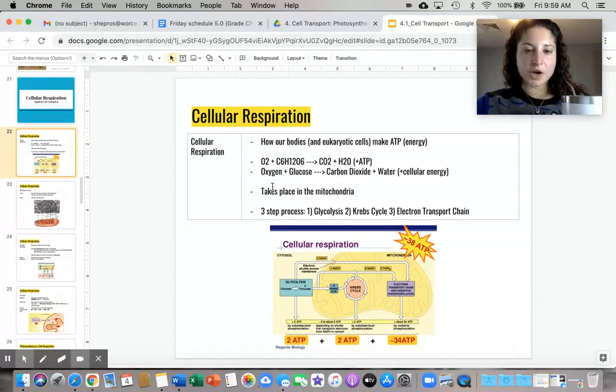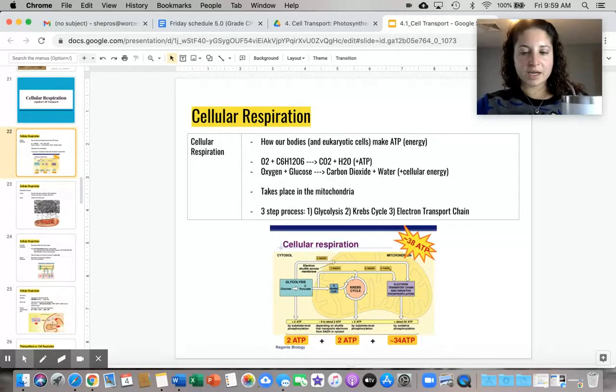Okay, so also cell respiration, it takes place in the mitochondria of the cell. So remember, all eukaryotic organisms have a mitochondria, both plants and animals, both autotrophs and heterotrophs have a mitochondria. That's where this process is taking place. And instead of being a two-step process, this is now a three-step process. So the first one is glycolysis, the second step is the Krebs cycle, and the third step is the electron transport chain.